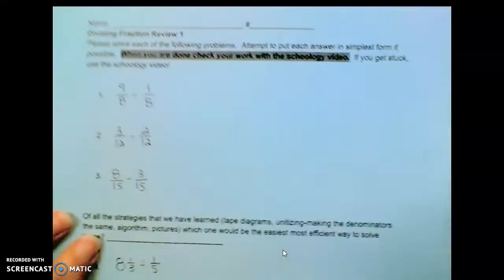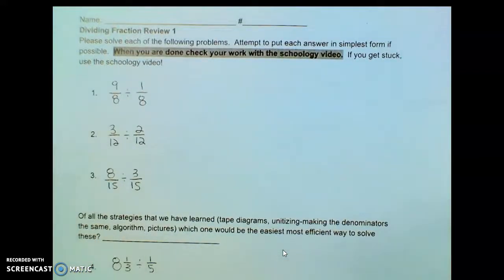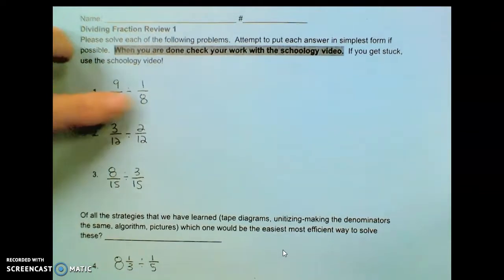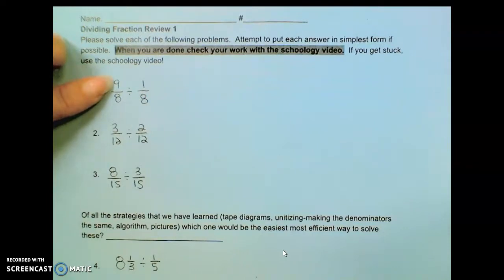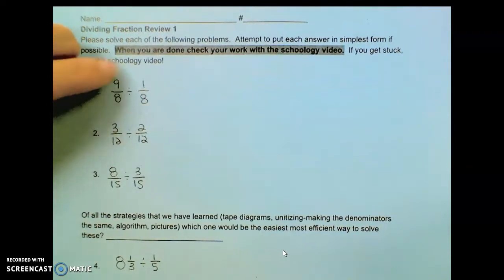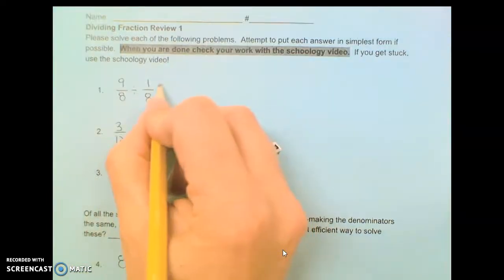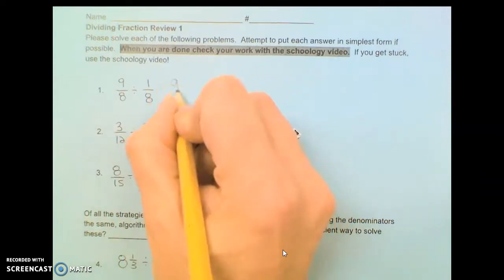This is the video to go over dividing fractions review 1. So for number 1, when I have 9/8 divided into 1/8, I get super excited because I see that they are unitized. So these are 8ths and 8ths. So if I have 9 of them and I need groups of 1 of them, that's pretty easy. That tells me that I would have 9 groups.